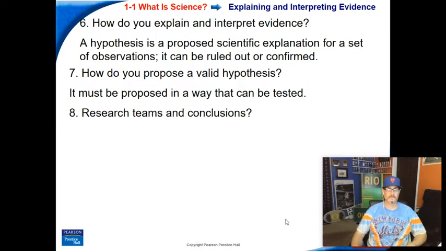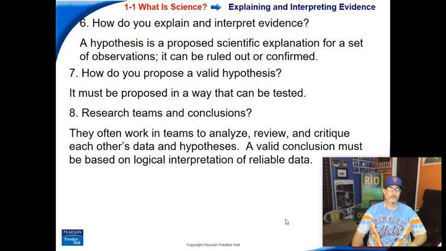Research teams and conclusions. We kind of talked a little bit about why we use research teams in the scientific method class notes. They often work as teams to analyze, review, and critique each other's data and hypotheses.